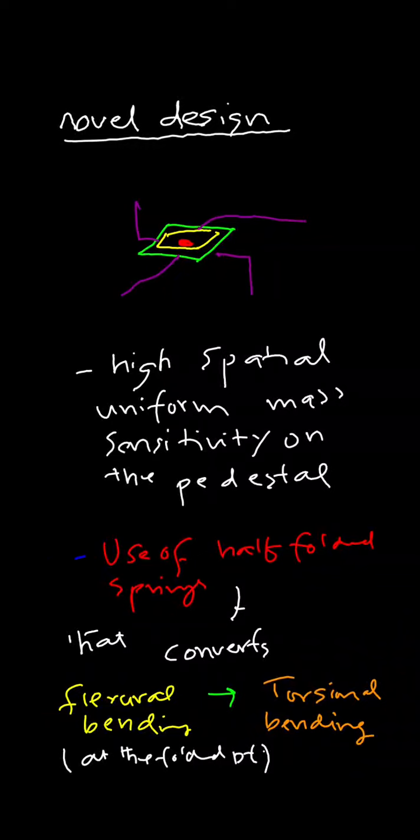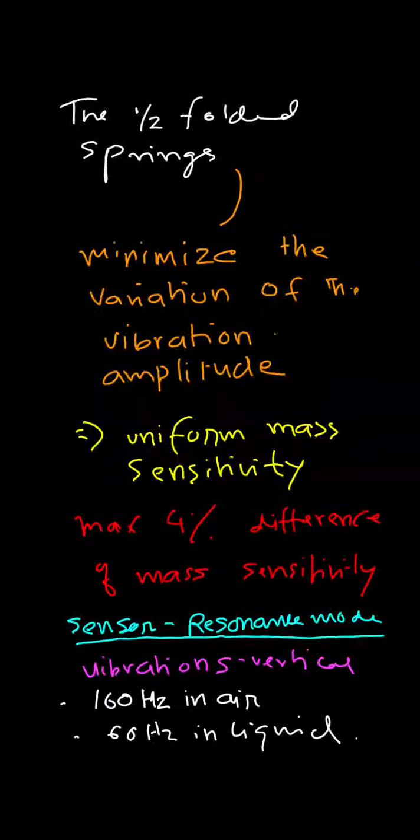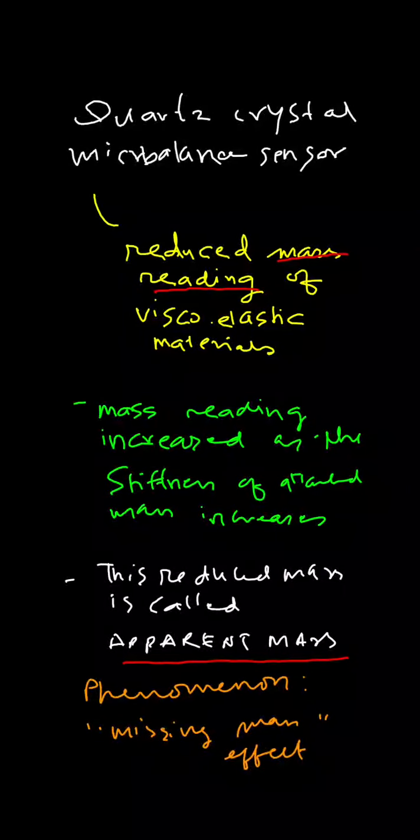These folded springs convert flexural bending into torsional bending at the folded point. The half folded springs minimize the variation of the vibration amplitude, and they cause uniform mass sensitivity. The deviation in mass sensitivity recorded is only 4%. And in this resonant sensor, there are vertical vibrations of 160 hertz in air and 60 hertz in liquid.